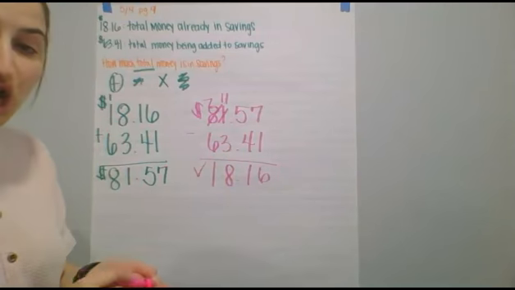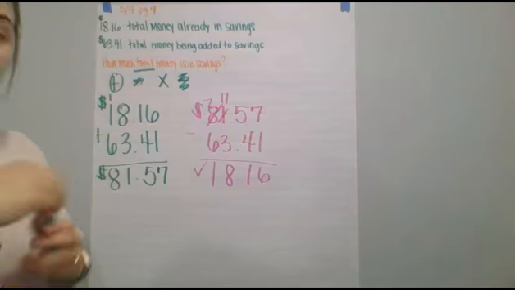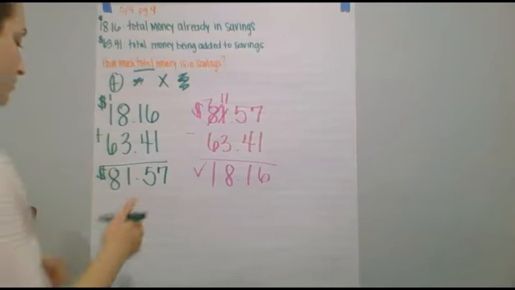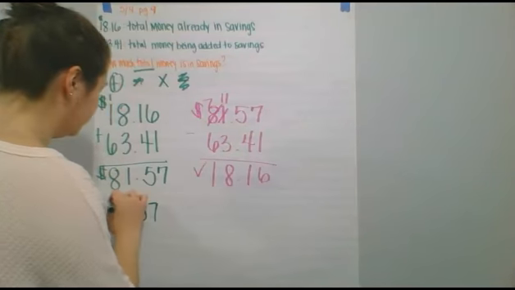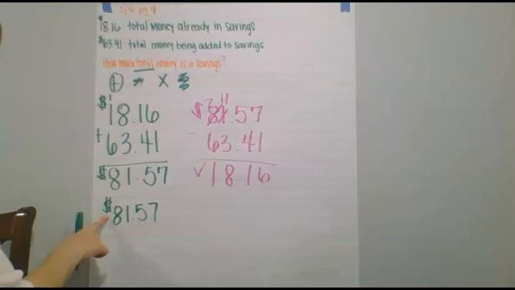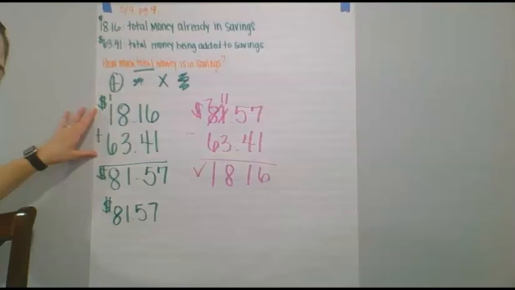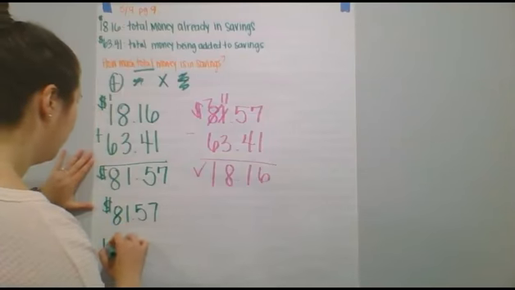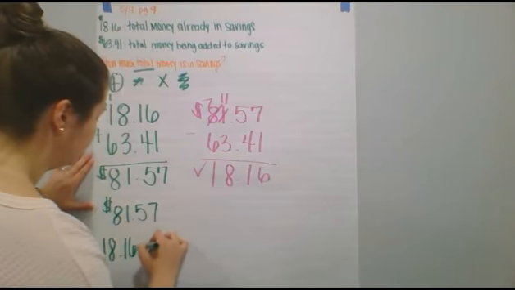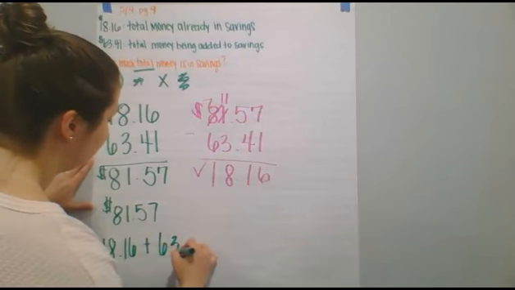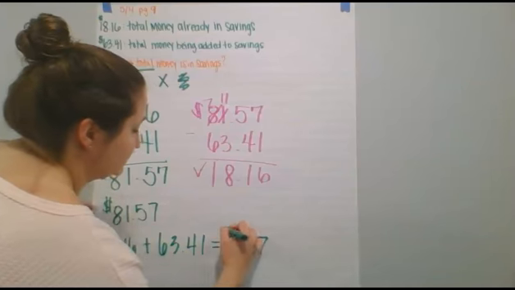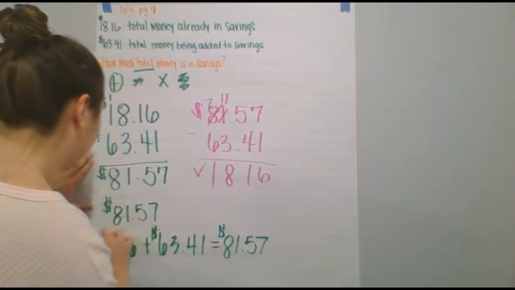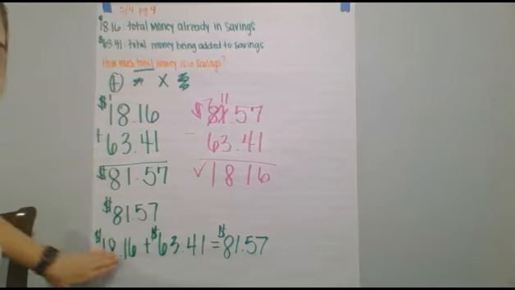So when we're finding that total amount of money that was put into savings today, we have an answer of $81.57. Our unit is dollars, so that dollar sign stands for our unit. And then our equation that matches our work would be $18.16 plus $63.41 equals $81.57. And don't forget, you want to make sure that you have those dollar signs within your problem.